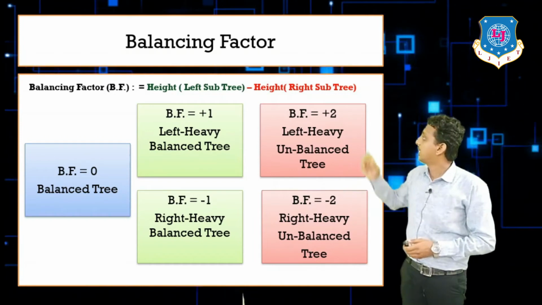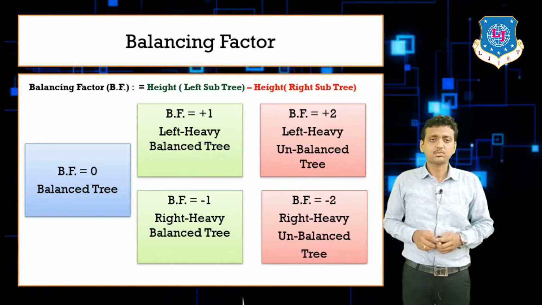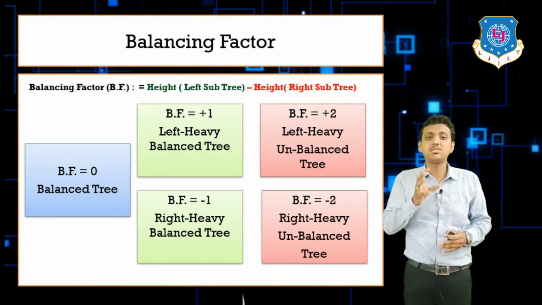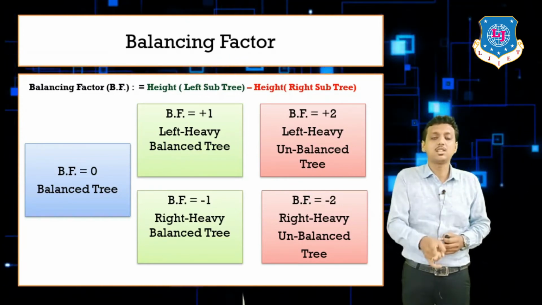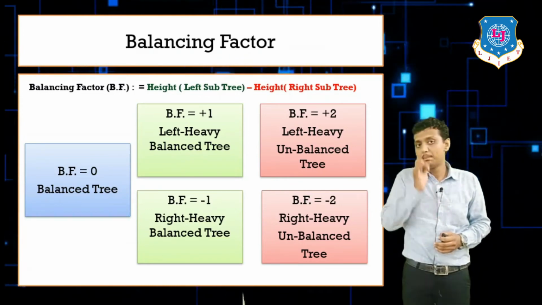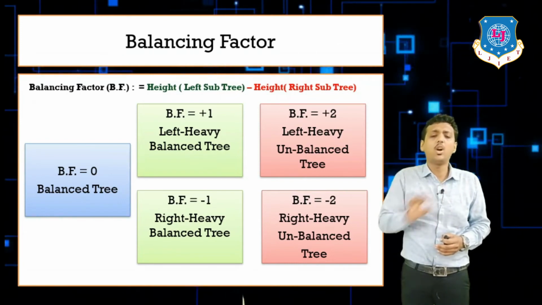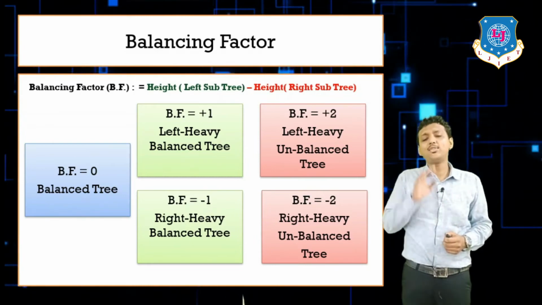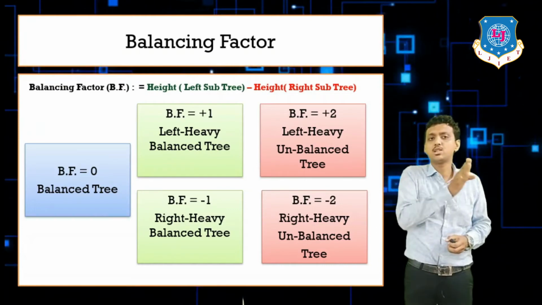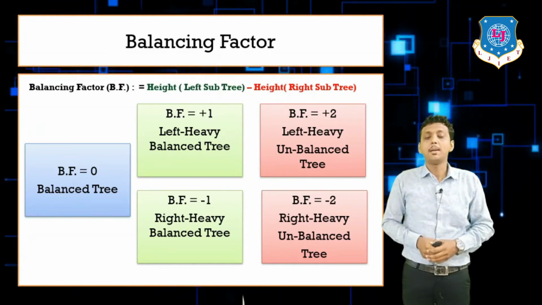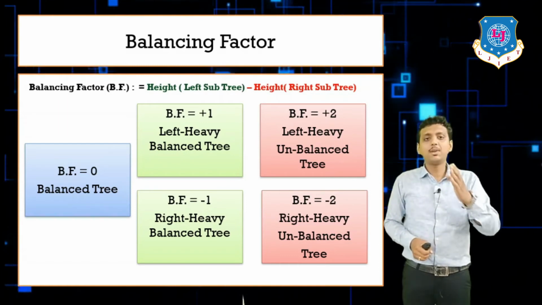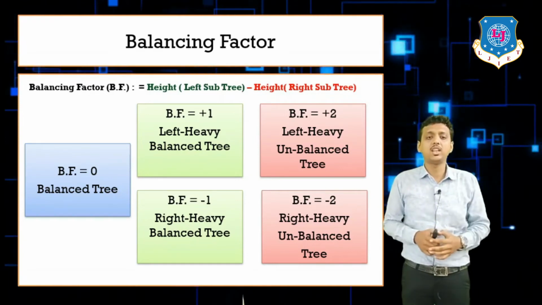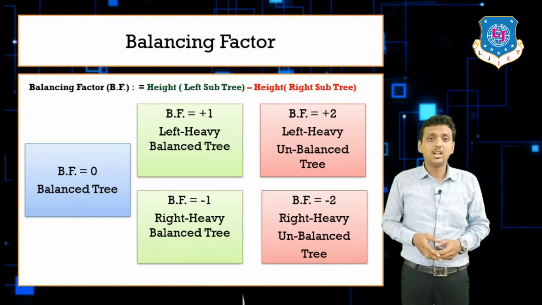Next is balancing factor equal to plus 2. Students, see, whenever the balancing factor is plus 1, plus 2, plus 3, plus 4, with a positive sign, that means your tree is left heavy. Remember this. Whenever your balancing factor has any positive sign, then it is a left heavy tree. And if the balancing factor is minus 1, minus 2, minus 3, minus 4, that means it's right heavy. But for plus 1 and minus 1, the tree is balanced because the definition says that the difference should not be greater than 1. But what about the rest of the part?